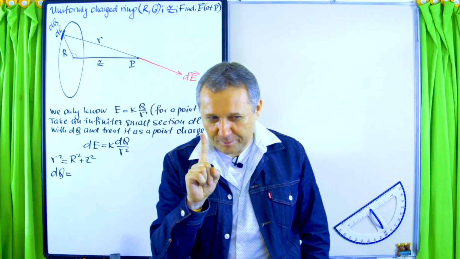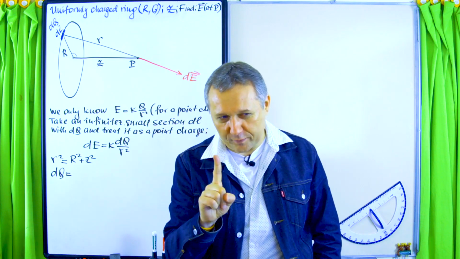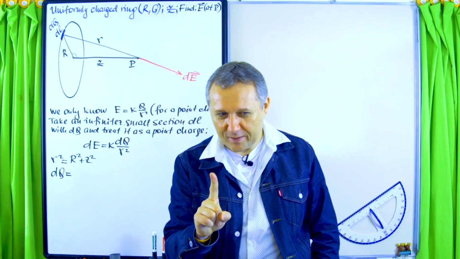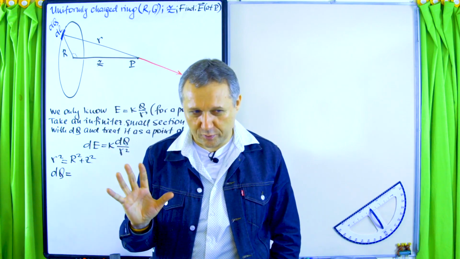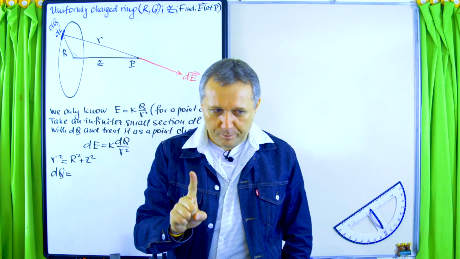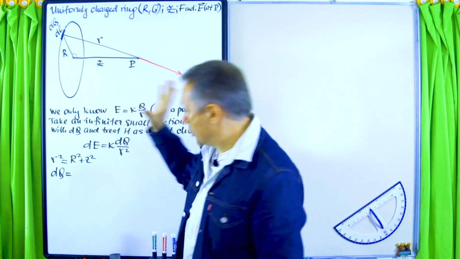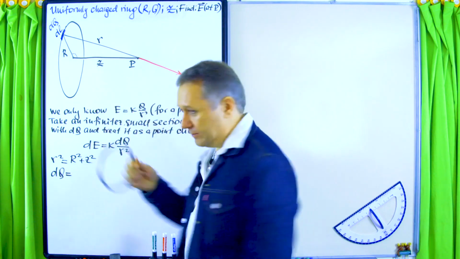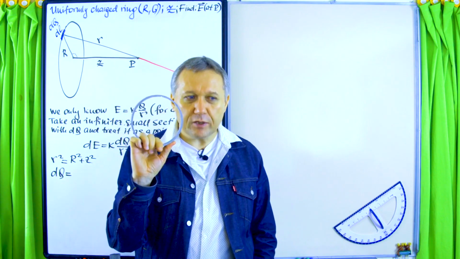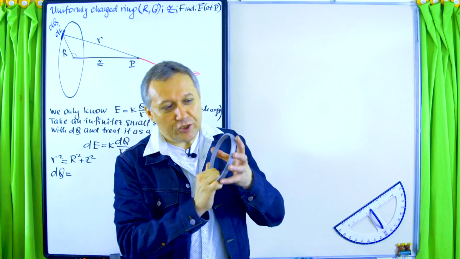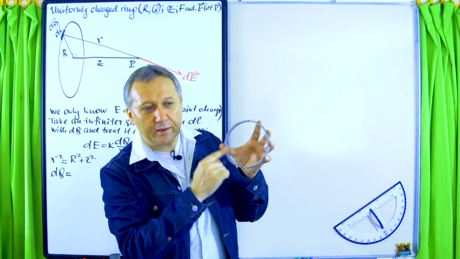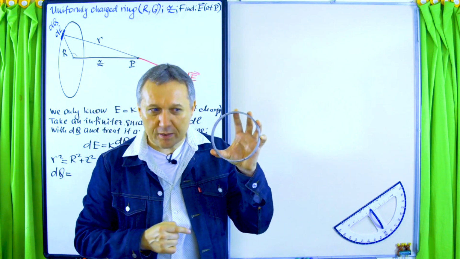It's a subtle point. Quite often, lots of students think that this is a two-dimensional charge distribution. No. A ring, yes, is a two-dimensional object, but we're talking about charge distribution. And the charge is distributed over a line which forms a circle.